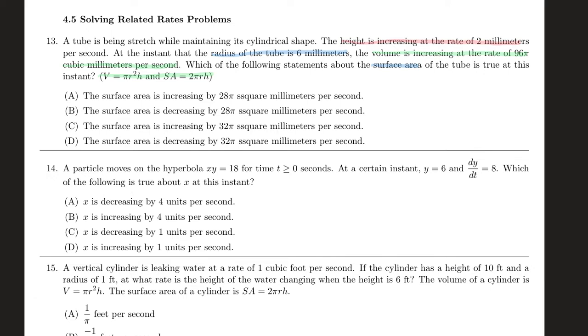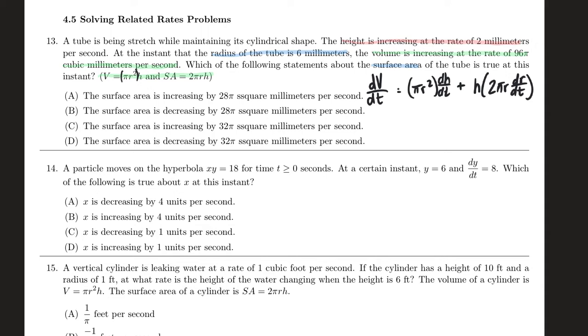Volume is pi r squared h, surface area is just 2 pi rh. So the first thing I have to do is take the derivative of both of these equations. The left-hand equation is going to turn into dV over dt. I'm going to separate into pi r squared and h, because it's r squared times h, so I have to do the product rule. So pi r squared stays, and dh dt is the derivative, and I add h stays, the derivative of pi r squared is going to be 2 pi r dr dt.